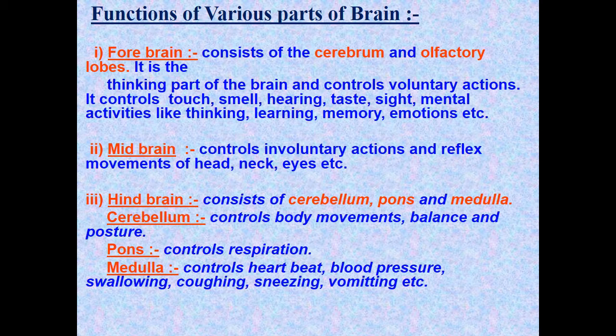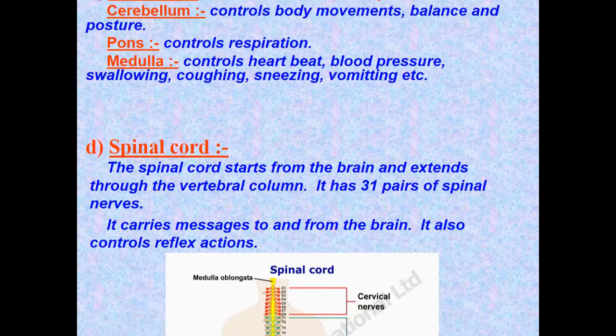Then the hindbrain consists of cerebellum, pons and medulla. The cerebellum controls the body movement, balance and posture. Posture means we can stand or sit properly in every position so that we cannot fall down. Then pons controls the respiration process completely, and the medulla oblongata controls the heartbeat, blood pressure, swallowing, coughing, sneezing and vomiting, all the involuntary actions.